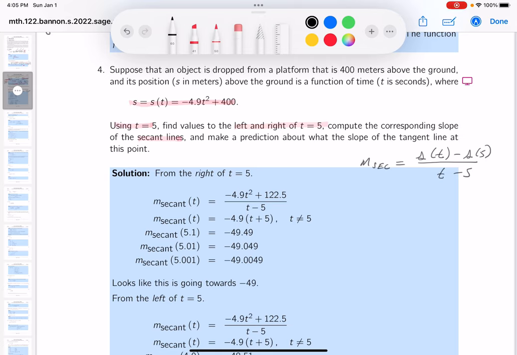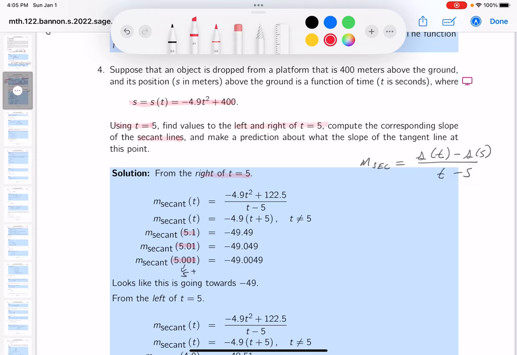So the first thing I would do is probably the right of 5. And what's right of 5? Numbers like 5.1, 5.01, 5.001. I hope you realize that these numbers are going towards 5 from the right side. And here comes the part where I think most students would really struggle with this, which is the computation of it.